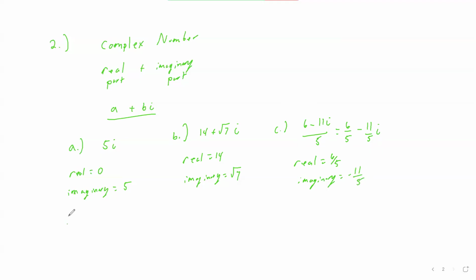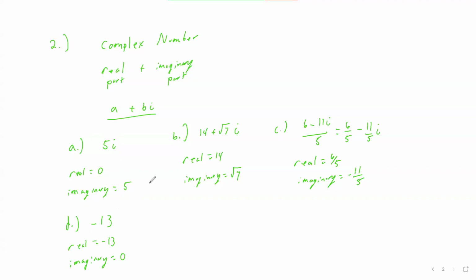Let's look at one more. Just negative 13. So in this case, my real part is negative 13 because that's the real. It doesn't have an i. But now my imaginary part would be 0 because there is no bi. So every imaginary number can be written as a complex number, and every real number can be written as a complex number.